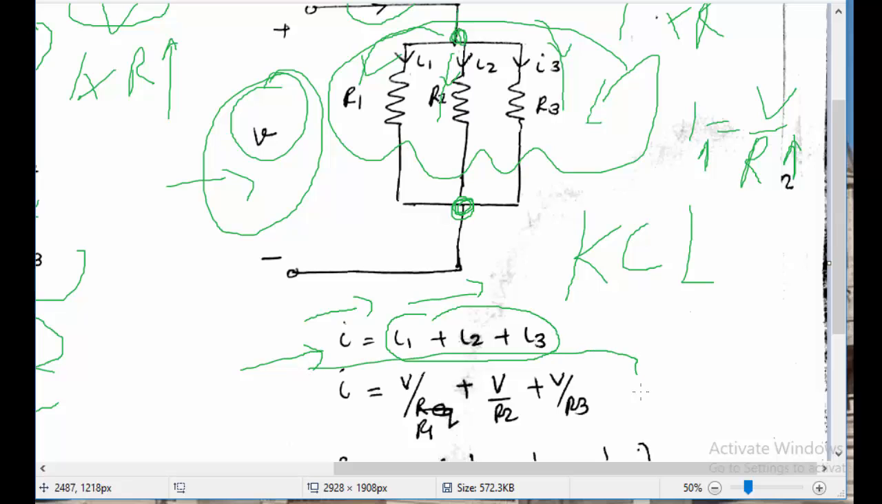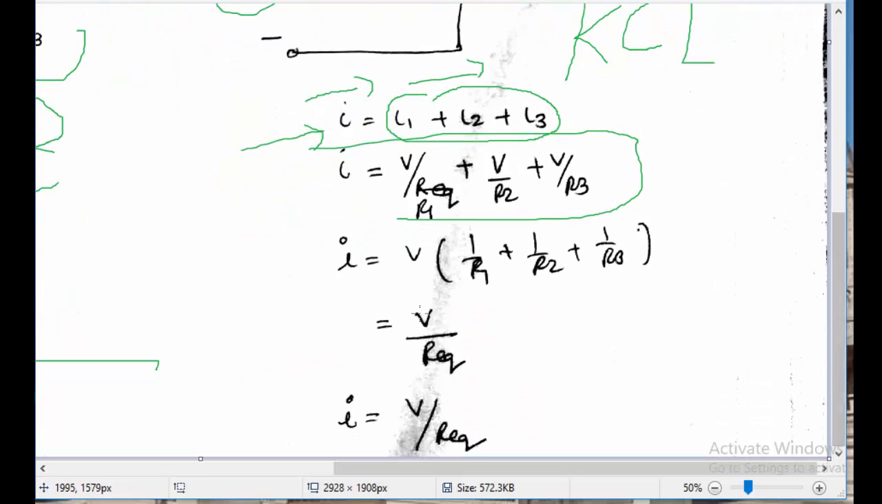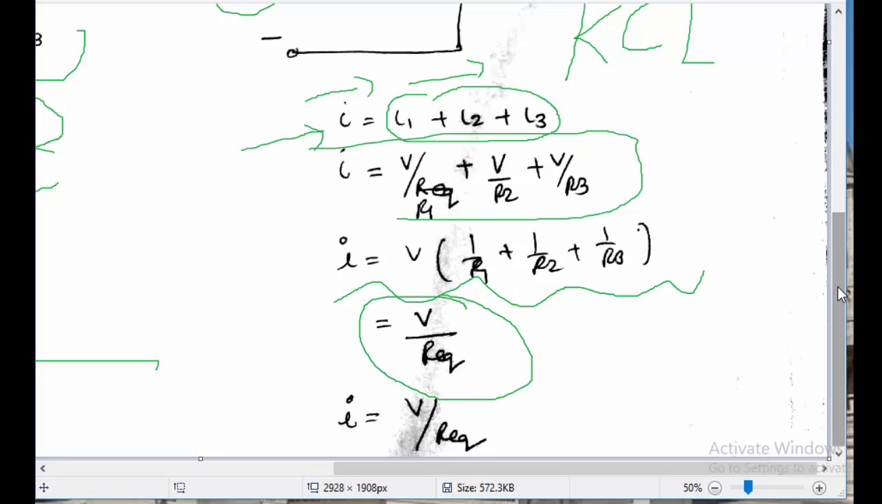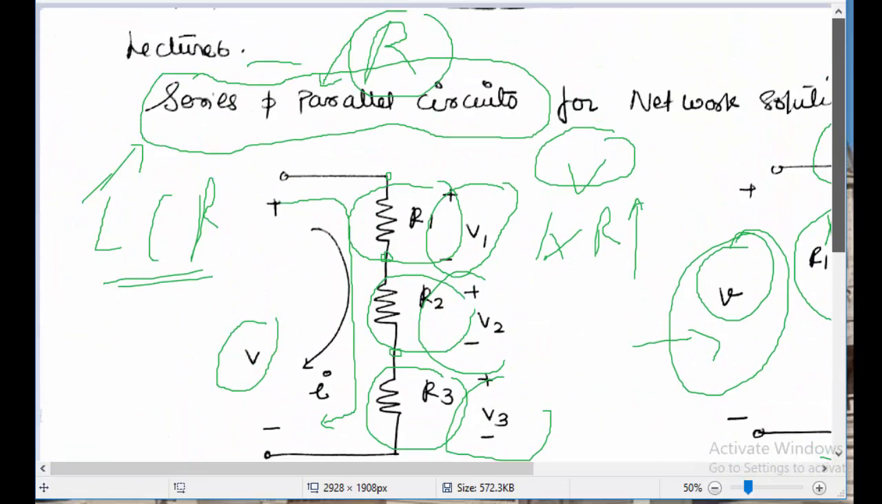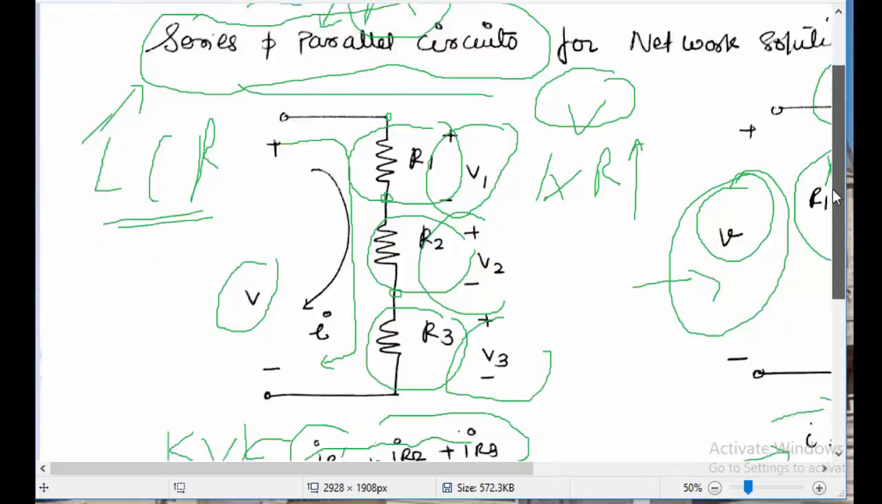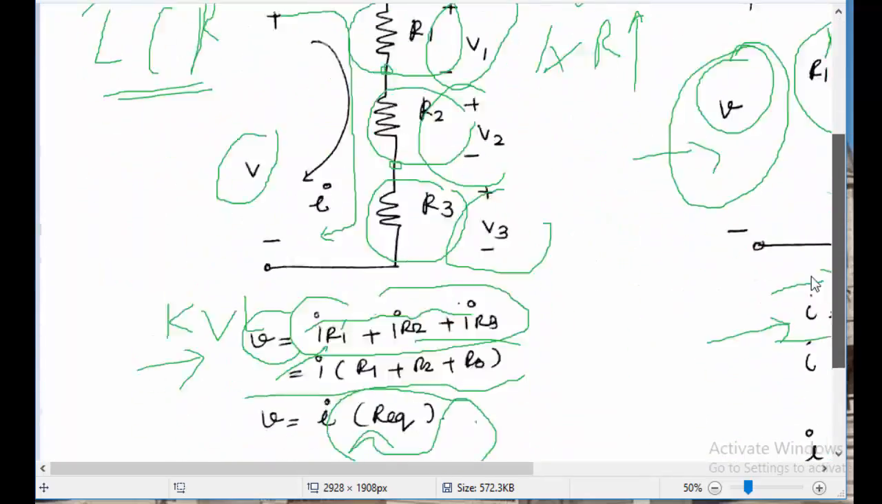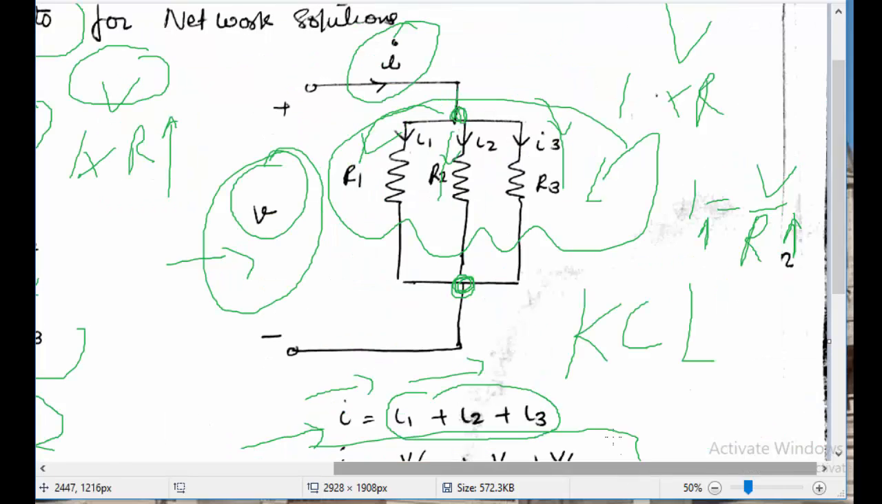Based on that you can solve this equation, and it can be simplified as I is equal to V times 1 upon R1 plus 1 upon R2 plus 1 upon R3, and this can be written as V upon R equivalent. So again, I equals V divided by R equivalent can be solved for this circuit. That's all we have seen: it is possible to arrange the circuit as a series circuit or as a parallel circuit, and we have seen how Kirchhoff's current law and voltage law can be applied to solve the circuits in series and parallel.